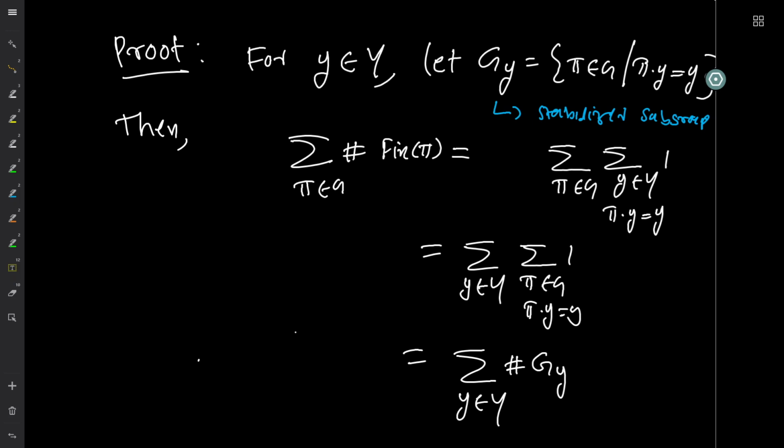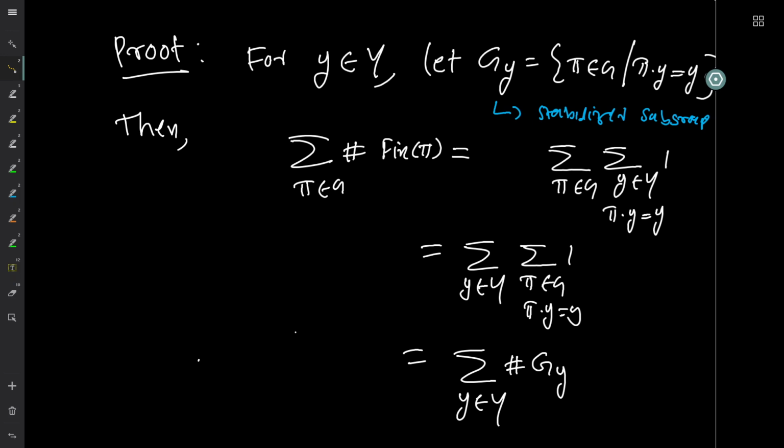Again, what is this term? That is precisely the number of permutations which fix the element y, which is the cardinality of G_y.